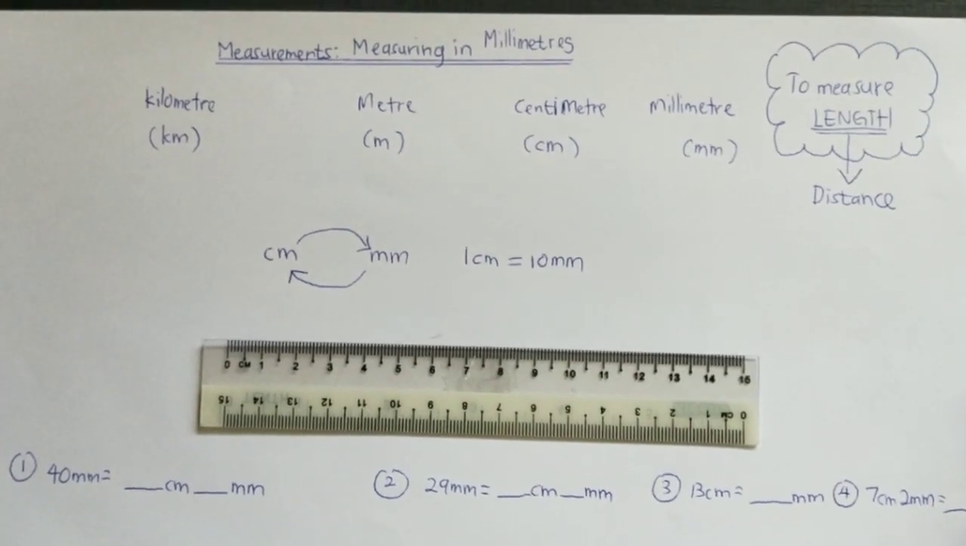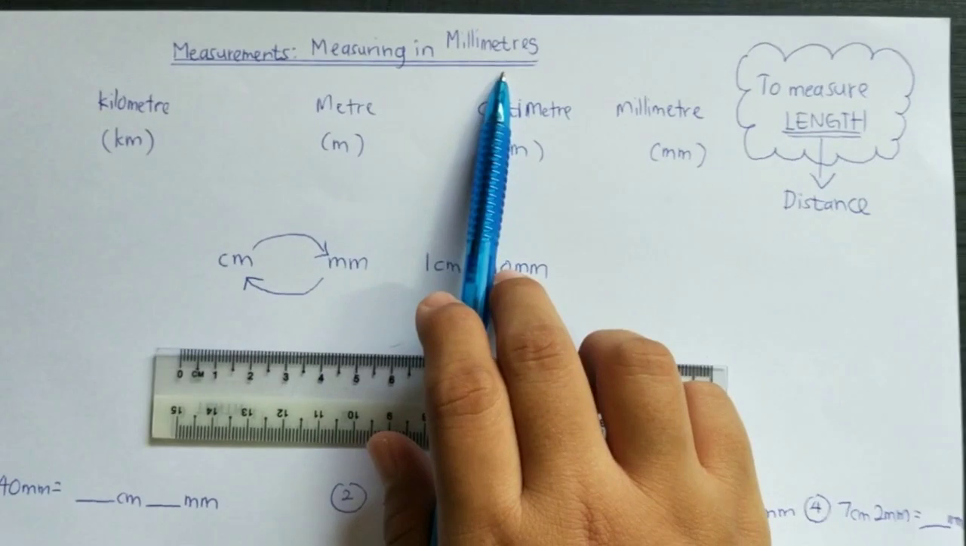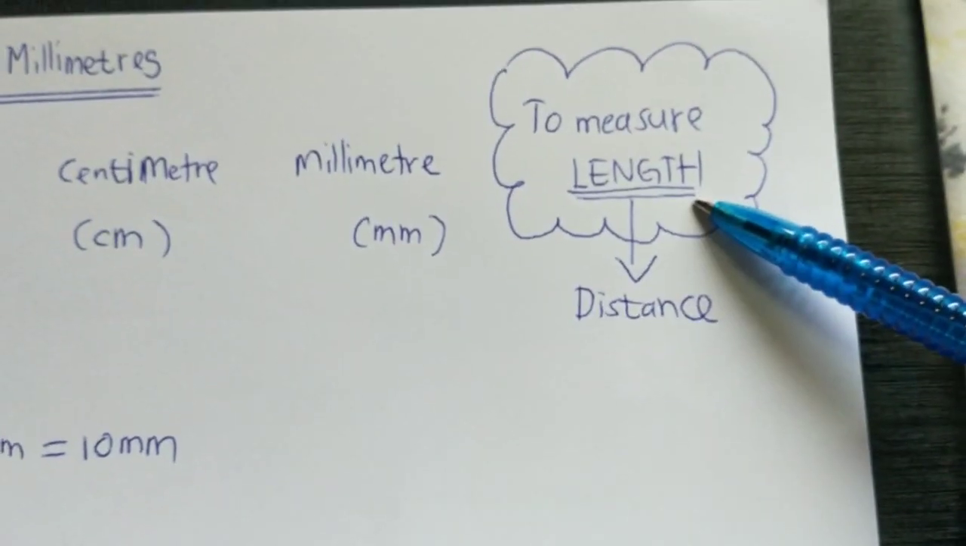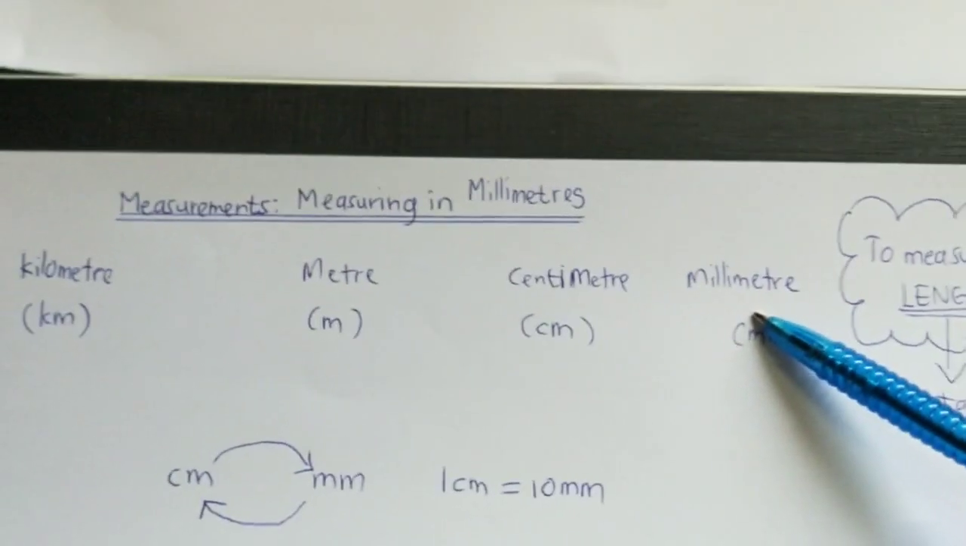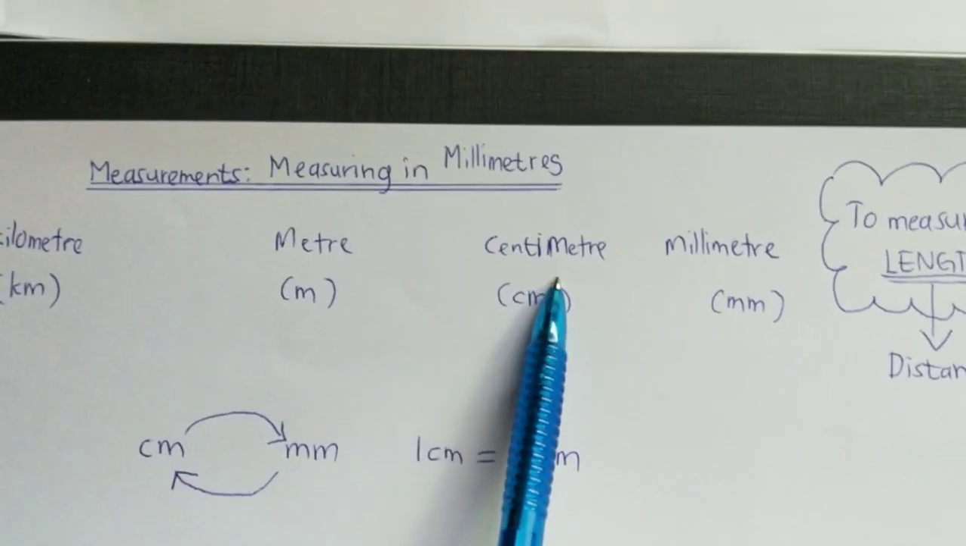Students, so today we're going to learn about measurements, focusing on measuring in millimeters. Okay, so millimeter is one of the units to measure length, which is distance. Other than millimeter, we also have three other units. There are kilometer, meter, and centimeter.